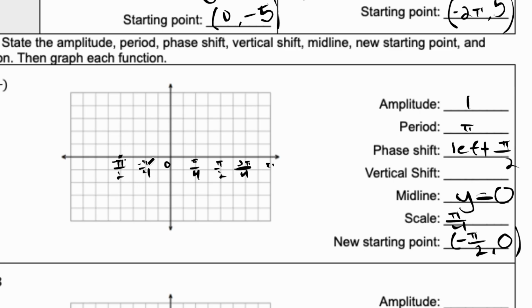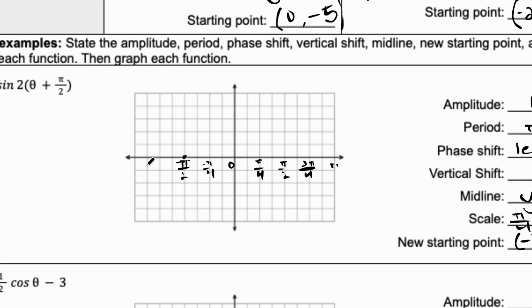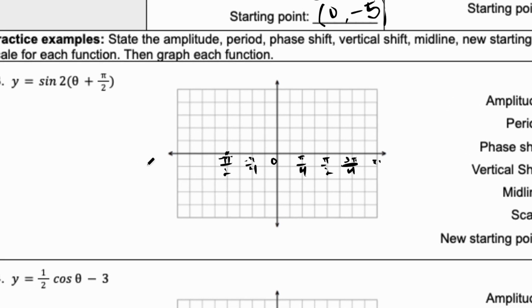If we plug in negative pi over 4, negative pi over 4 plus pi over 2 is going to give us pi over 4 on our unit circle. Oh, sorry, my bad. We have to multiply by 2. 2 times pi over 4 is going to give us pi over 2. Sine of pi over 2 is just going to give us 1. And let's just have 1 here. 1, 2. So this is negative 1, negative 2.